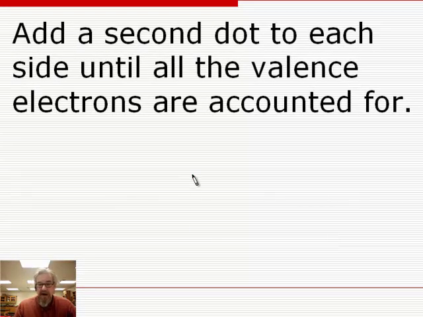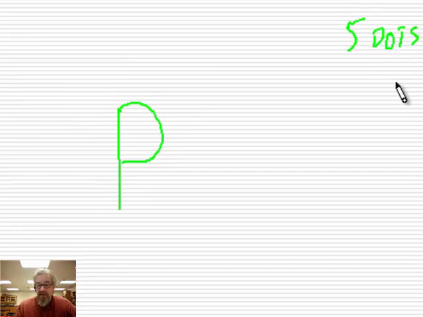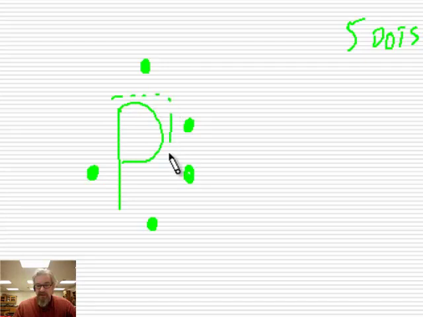So let's say I was going to do phosphorus. Phosphorus is in column 5, so I'm going to need 5 dots because it has 5 valence electrons. So I put 1 on one side, switch to another side, third side, fourth side, still don't have enough dots, so I go back to my starting side and I add that second dot. So thinking about phosphorus as having 4 sides, 3 of the sides have 1 dot, one side has 2 dots. That's how you can make dot notation.